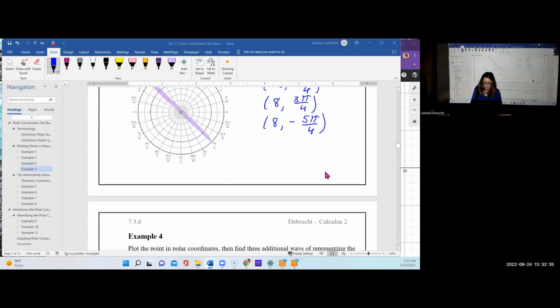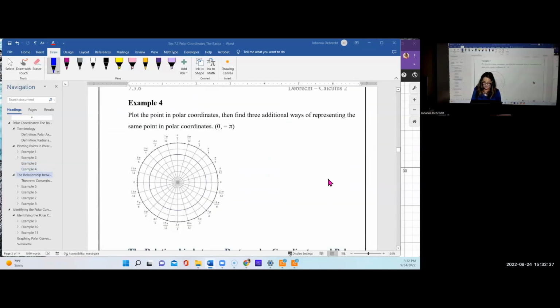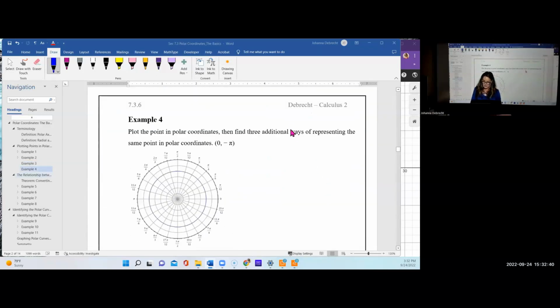All right, let's take a look at one more example. This is the point 0, -pi. Pause the video, do the work, turn it back on, and let's compare.